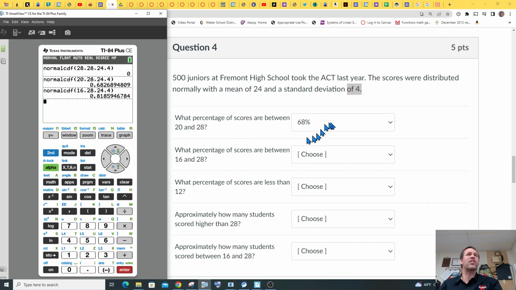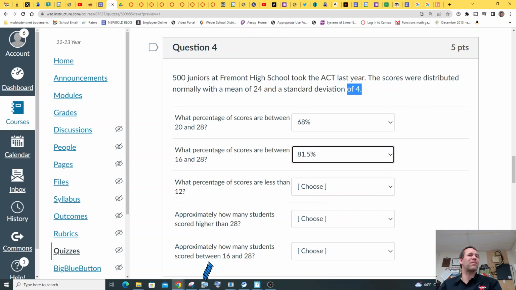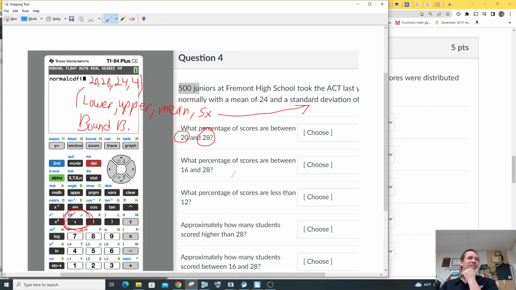81.8%, or 82%, or 81.5% is closest. I should probably fix that. I think they meant to put 85. Sorry, I got this from another teacher. So 81.5% is the closest, I guess. That's lame, huh? It's 81.9%, but 81.5% is the closest anyways.